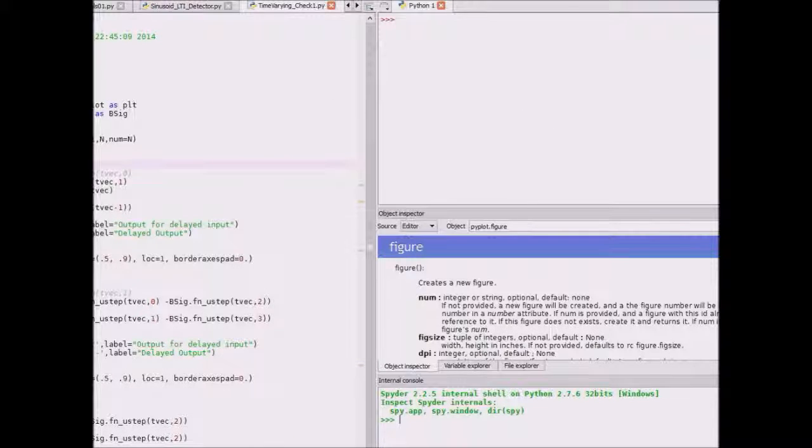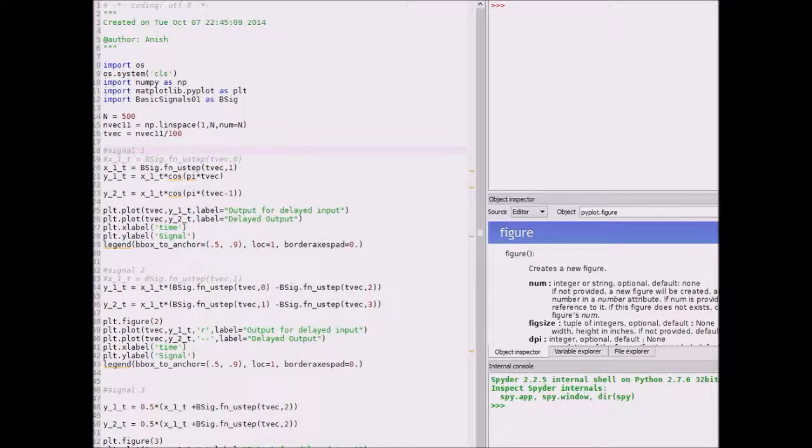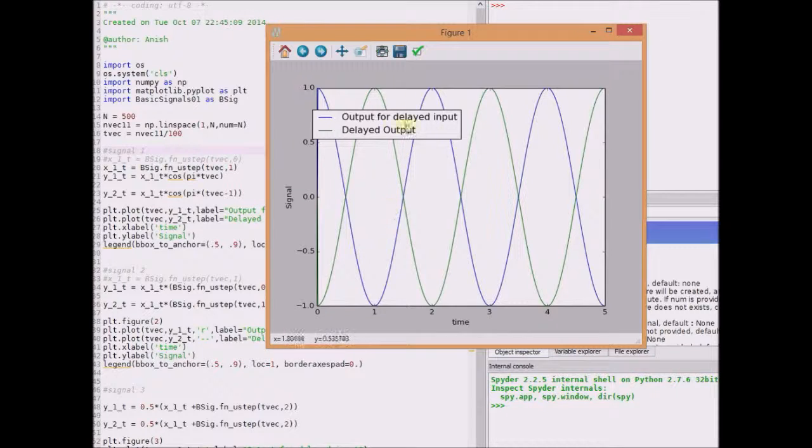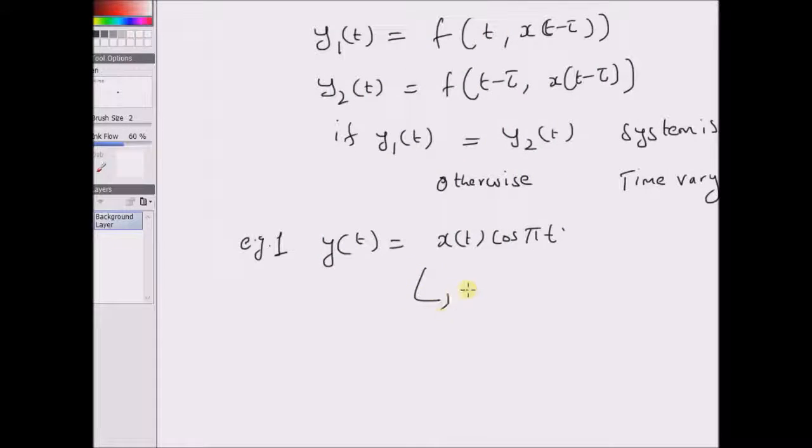For this signal, the corresponding outputs are: the plot in blue is the output for the delayed input, that is, only the input is delayed and not all the time variables in the system equation. The green one is the output y2 of t. In this case, y1 of t is not equal to y2 of t. Therefore, the system is time varying.